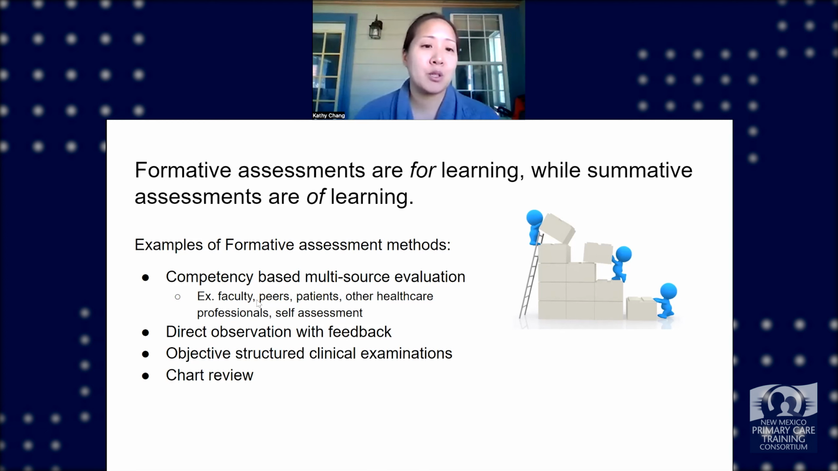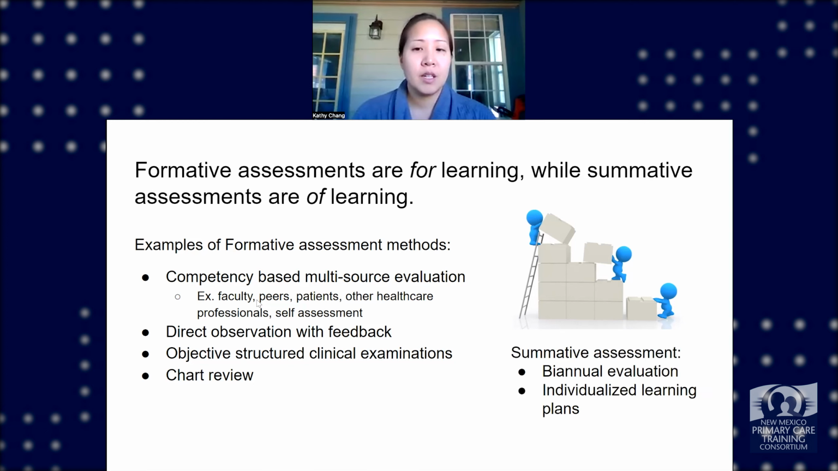Other things like direct observation, you'll see feedback is tied into that, but you have to first evaluate them before you can give feedback, right? And then objective structured clinical exams. These are OSCEs in other terms that we use in the medical education world. And then chart review, right? It's often going back and looking at how the resident wrote the note, what they missed, maybe nuances that we can suggest in the next time they do the same thing. And then that all culminates into a summative assessment, right? Where biannually we do an evaluation and we create an individualized learning plan for the resident.